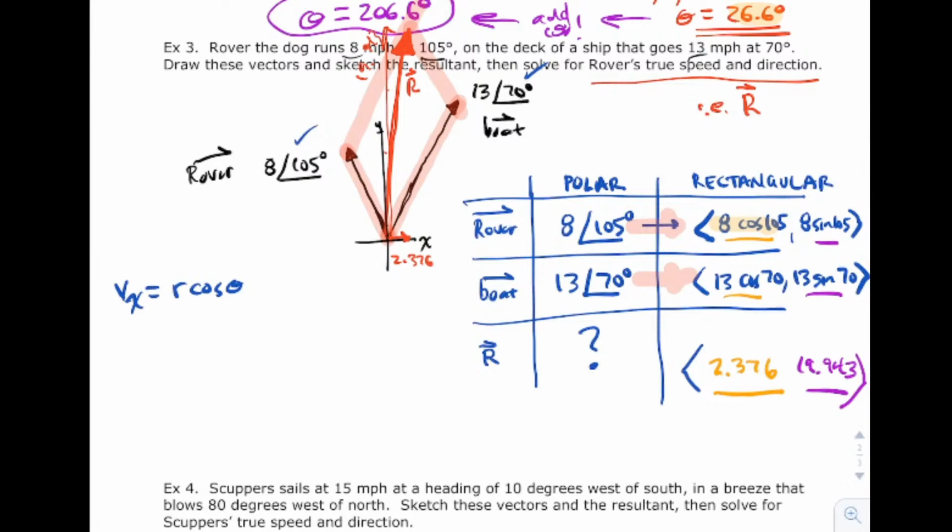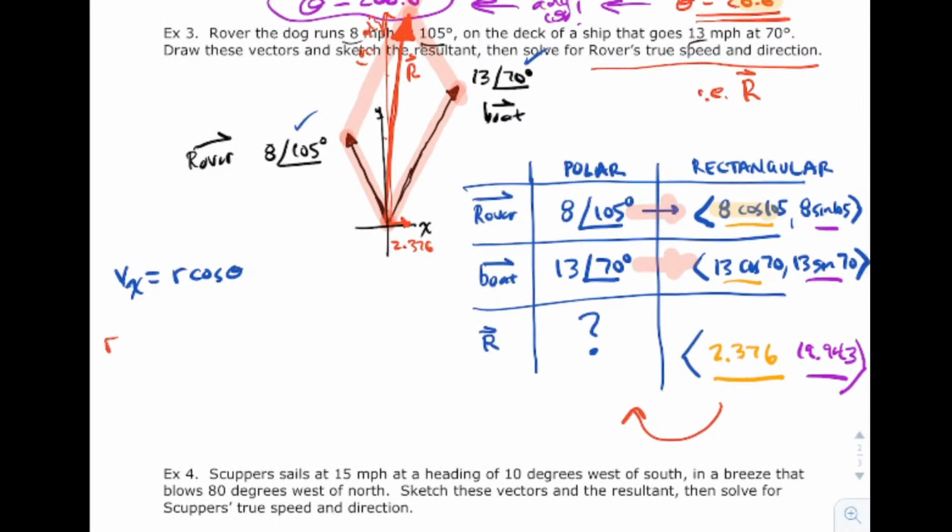Now, to get the true speed and direction means we want to come back and get the actual r and the theta. So now I'm going to grab out the old r equals, take the x component squared plus the y component squared. Remember the Pythag theorem? And you don't have to worry about negative. Actually, we don't have any negatives, never mind. So we're just going to go square root of, type in my 2.376 and square it, plus type in my 19.943 and square it, equals, and if I use maybe 2 decimal places now, 20.